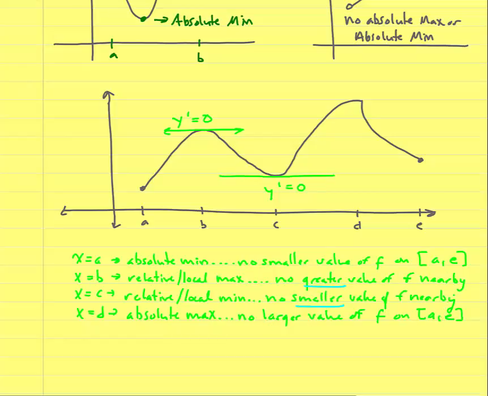Now, when we look at this point, because I have values to the right and to the left, I can also talk about it as being a local maximum. Now remember, local and relative have the same meaning here. So local or relative maximum.